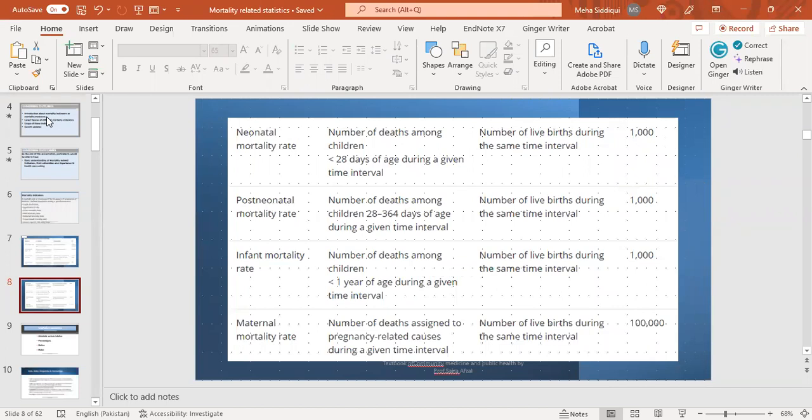Then comes post-neonatal mortality rate. In this, the numerator is the number of deaths among children 28 to 364 days of age during a given time period over the number of live births during the same time interval multiplied by 1000. Then comes infant mortality rate. It includes the number of deaths among children less than 1 year of age during a given time interval over the number of live births during the same time interval multiplied by 1000. Maternal mortality rate includes the number of deaths assigned to pregnancy-related causes during a time interval over the number of live births during the same time interval multiplied by 100,000.